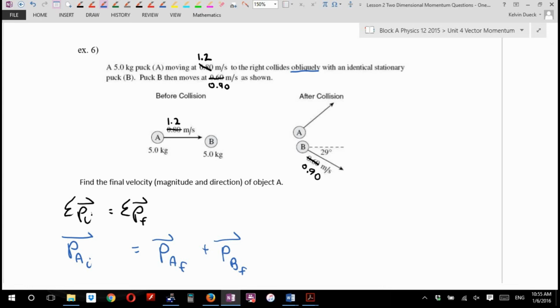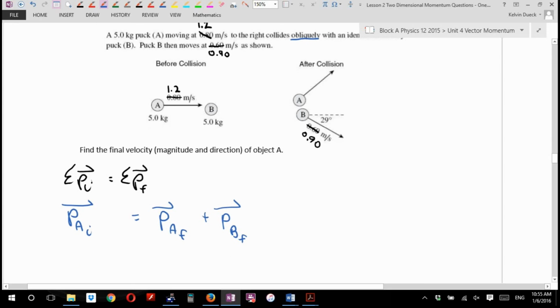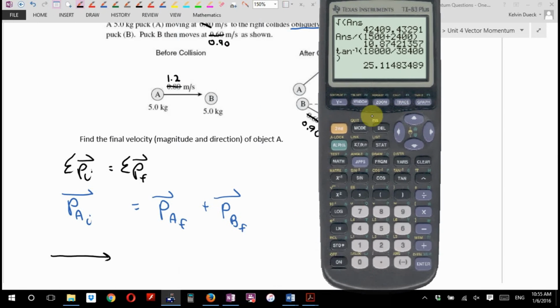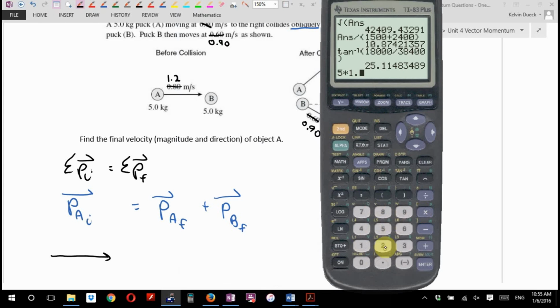Are there angles? Then what I'm going to do is draw a picture of each vector underneath each label here. So the momentum of A initial looks like it's straight sideways. That's kind of nice. So I'm going to say, okay, that. And how big? Mass times velocity. 5 times 1.2, which I think is 6. Yes.